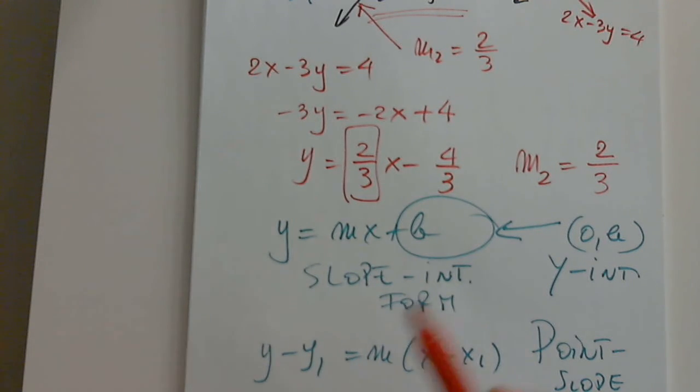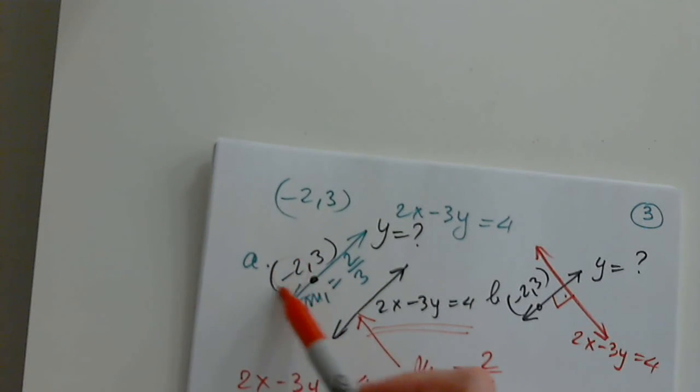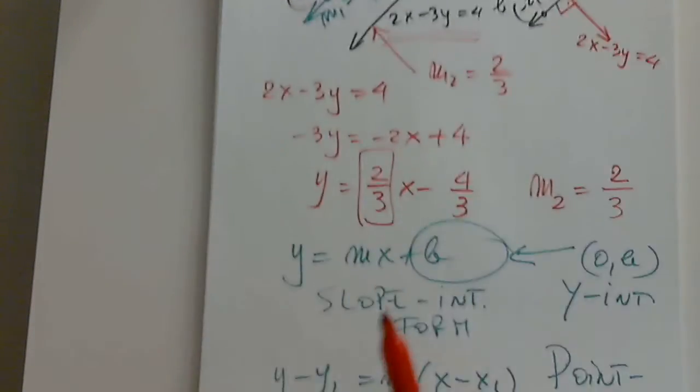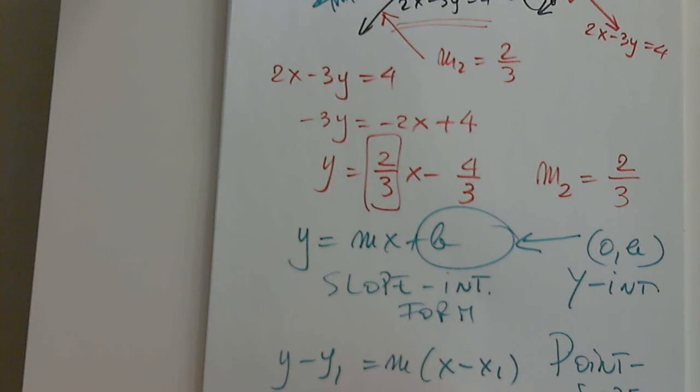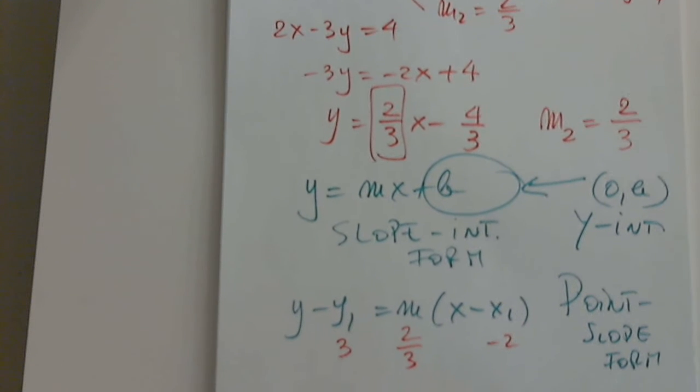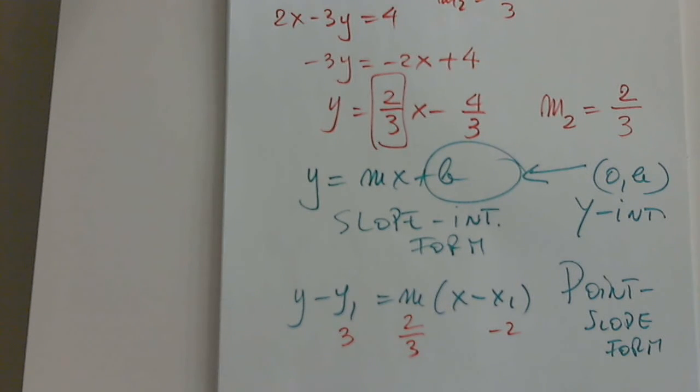So y minus y1, obviously this is x1 and this is y1. So x1 will be -2, y1 will be 3, and the slope will be 2/3. Any questions so far? Is this okay, everyone? Yes?